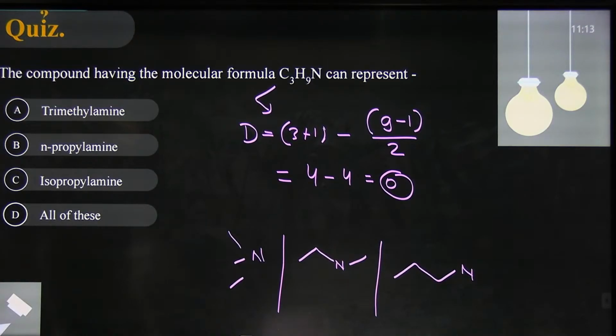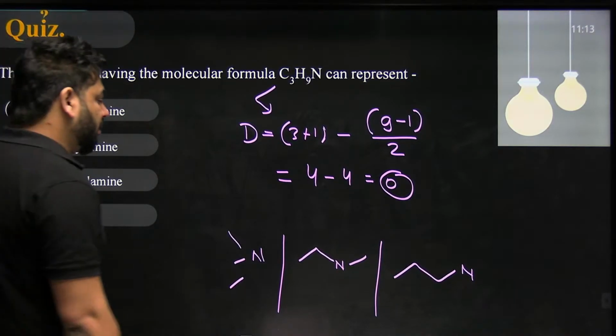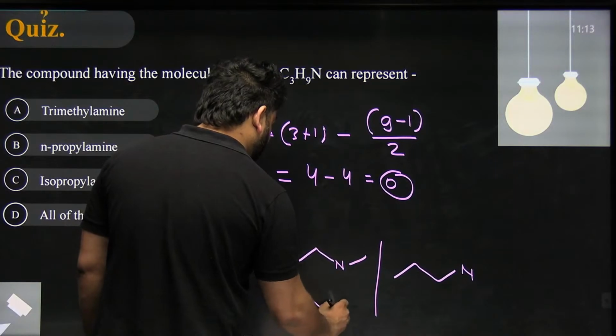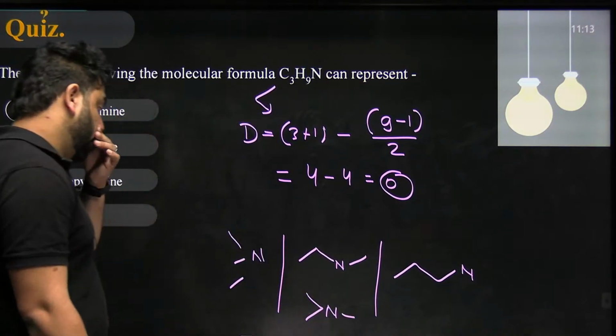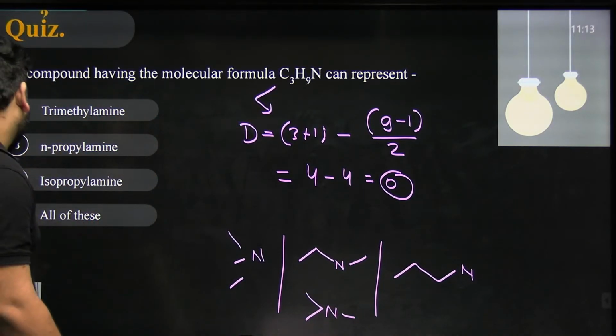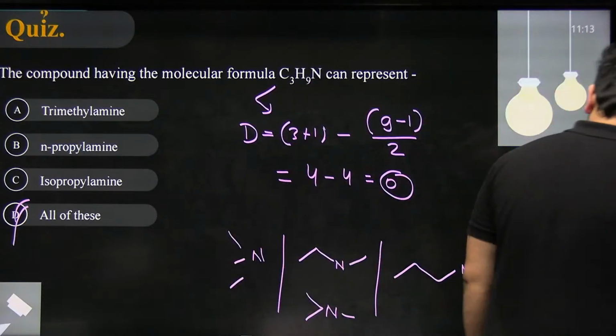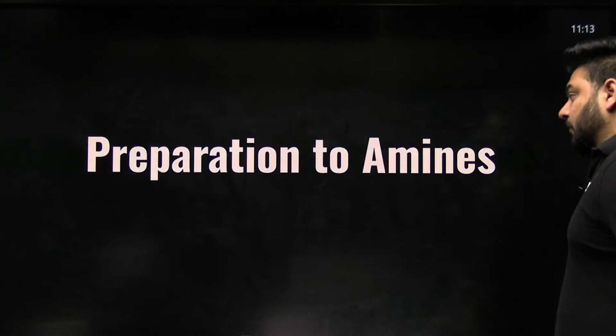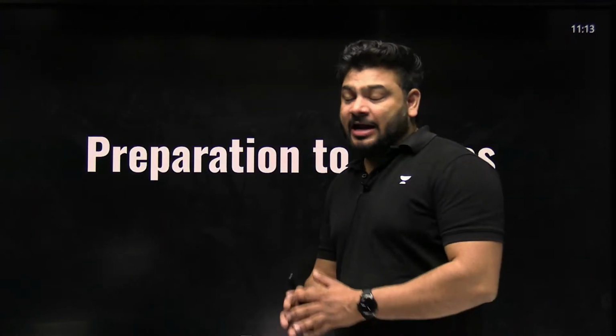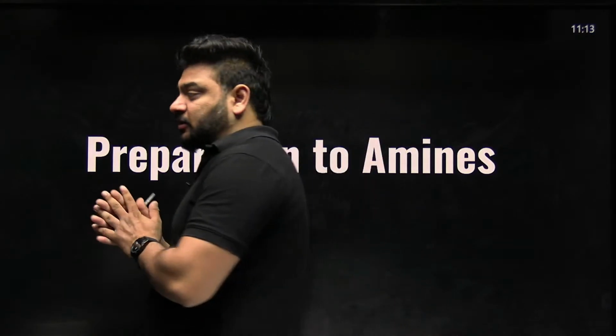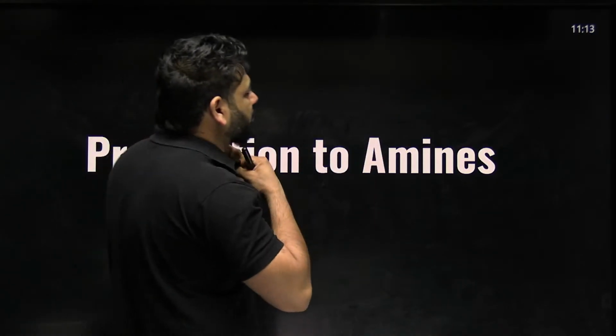So how can you make isopropylamine? Isopropylamine might be like this. So I think all of these should be the correct answer. Let's see what the correct answer given is. Yes, all of them. Okay, fine.